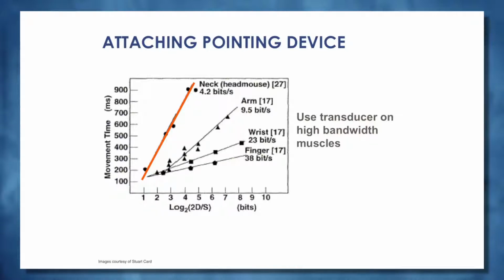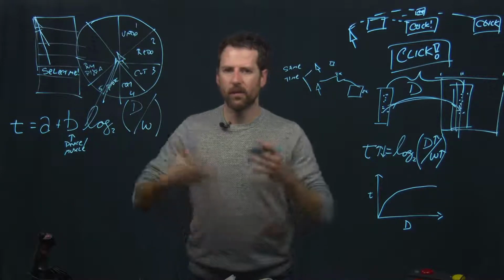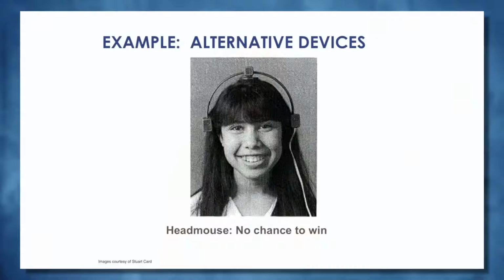The mouse you can think of as an attachment to our gross arm muscle motor group. Some people wondered, well, maybe it's just practice. Maybe we got good at the mouse and that's the way that it is. So for example, what if you were to put a mouse to your head?